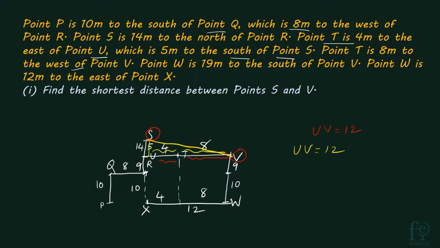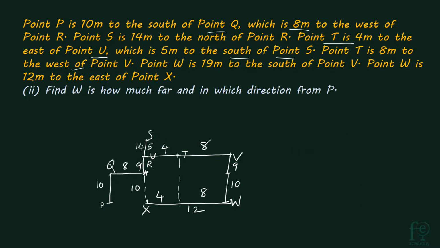So it is forming the hypotenuse of a right triangle with sides SU and UV, where UV is equal to 12 and SU is equal to 5. So you will be getting SV is equal to root of 12 square plus 5 square, which gives you root of 144 plus 25 or root of 169, which will be giving you 13 meters.